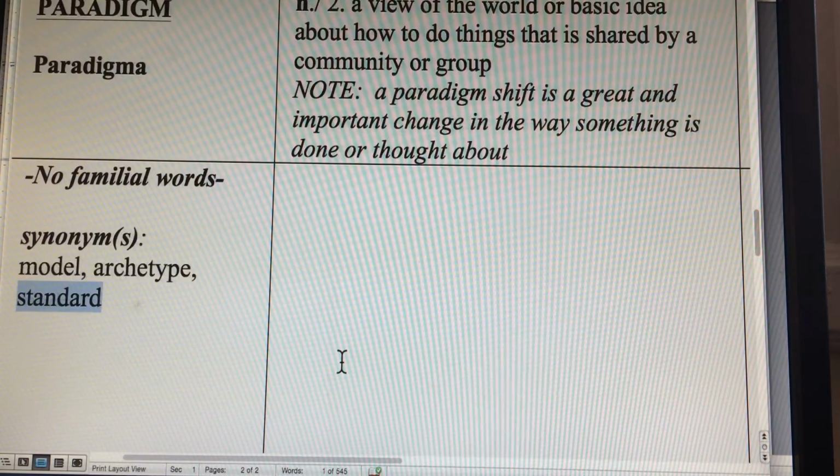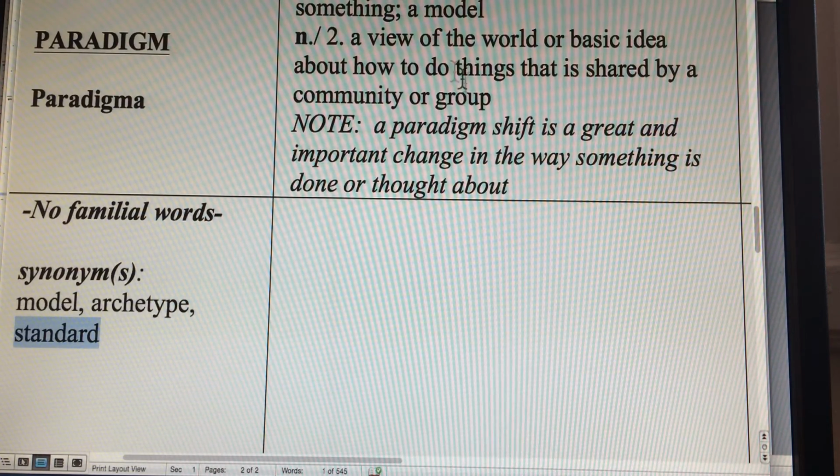You need to write an original sentence using paradigm as a noun, either with the first or second definition, but make the sentence about you and include an illustration.